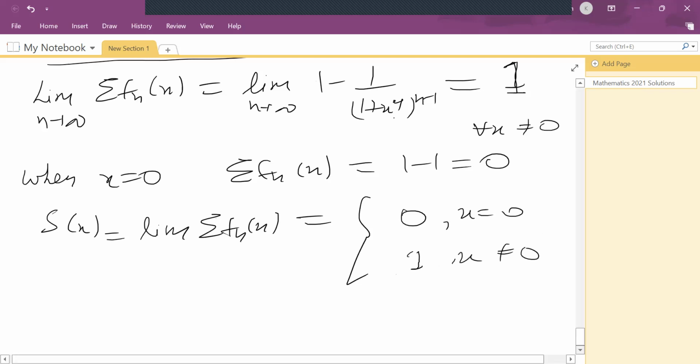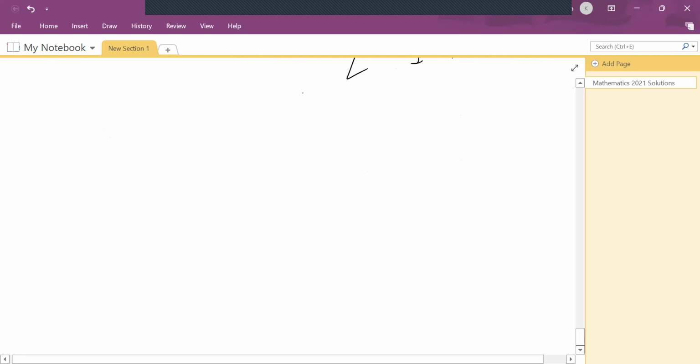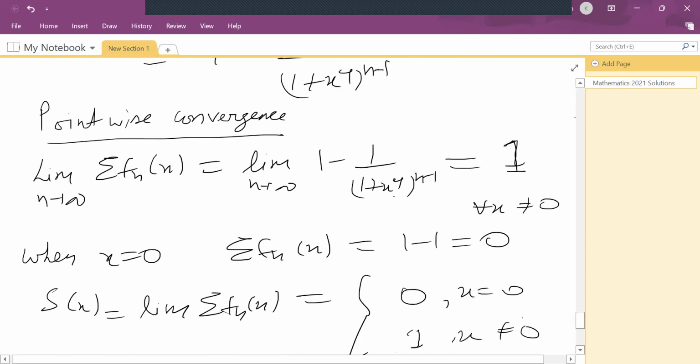Okay, x not equal to 0. From here we can use two things. So here is your method 1. What is method 1? You can directly say that the limit function, the function to which pointwise convergence is happening, is not a continuous function. At x equal to 0, this function is not continuous. You can see this function is not continuous.